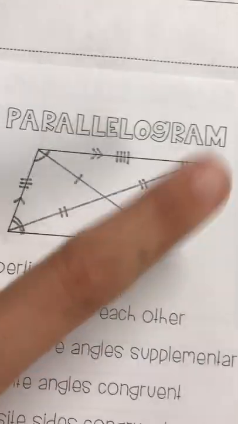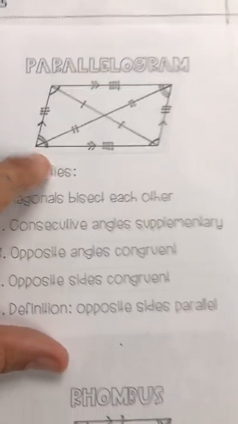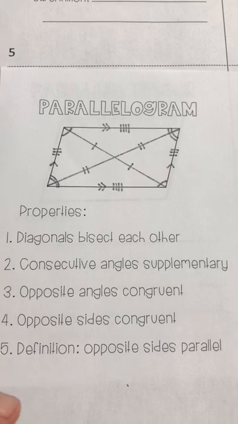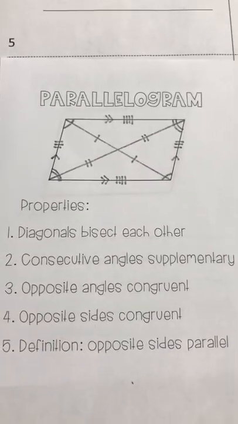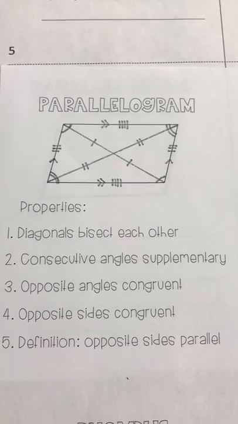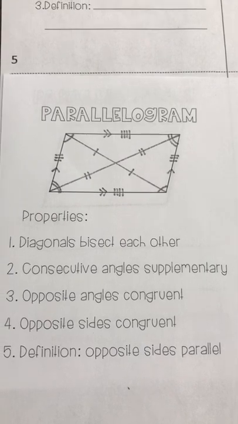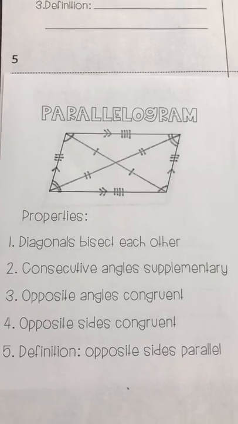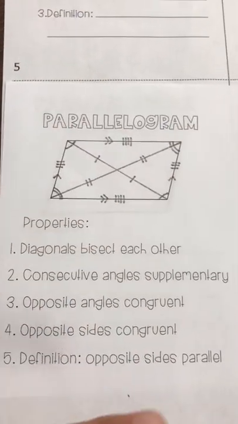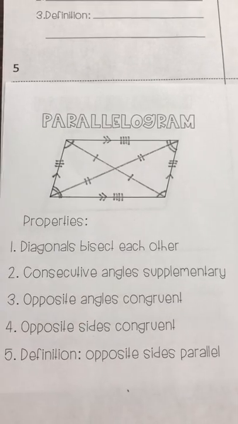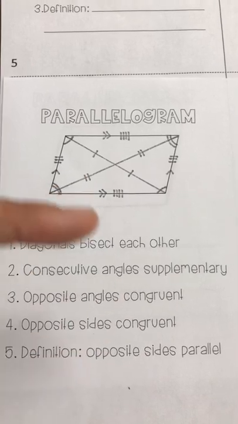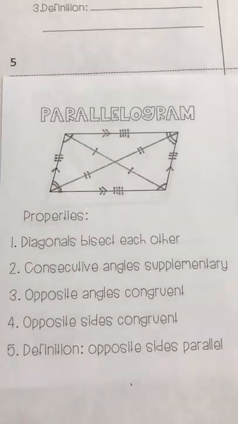These angles are equal. These big angles are equal. And this is basically everything I said in symbols, now I'm saying in words. Diagonals bisect each other. Consecutive angles are supplementary. Opposite angles are congruent, opposite sides are congruent, and by definition, we just need these opposite sides to be parallel. Because their opposite sides are parallel, oh, there's the bell. Because they're parallel, all of these properties are created in our picture.